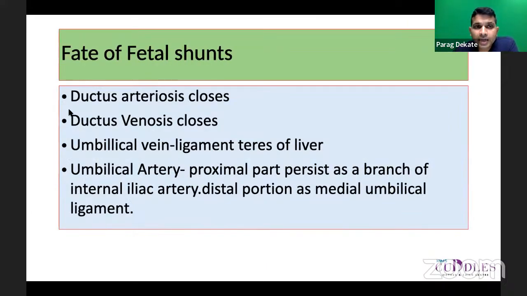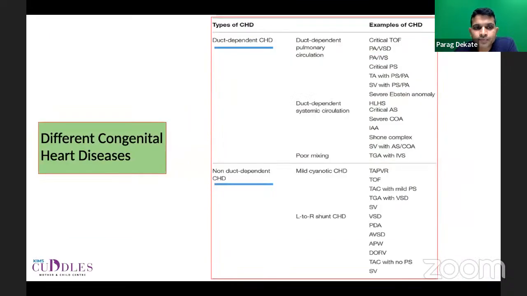So what ultimately happened to the fetal shunts? Ductus arteriosus closes, ductus venosus also closes, umbilical vein becomes a ligamentum teres, which is sitting there without any canalization and without any flow. Umbilical artery proximal part persists as a branch of the internal iliac artery, and the distal portion as the medial umbilical ligament. So all those things go into the rudimentary phase.